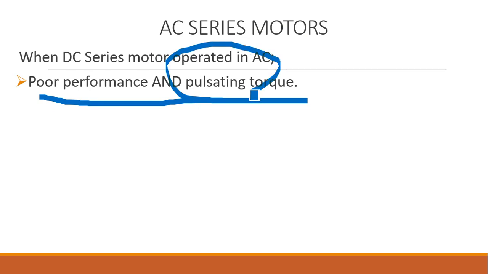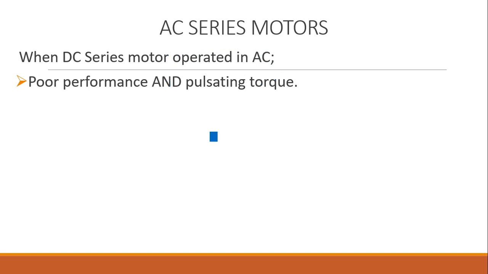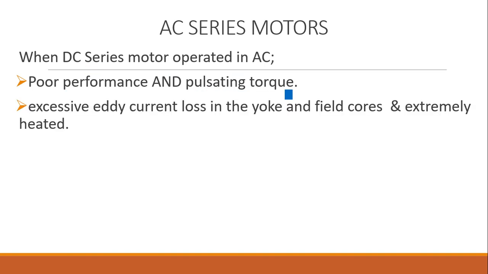We know that to drive the load correctly we require uniform torque, then it will run smoothly, and because of the pulsating torque the load may get jerking also. So the poor performance will be there if you are giving AC to a DC series motor and the torque will be pulsating. Also the supply is AC, which creates eddy current loss.